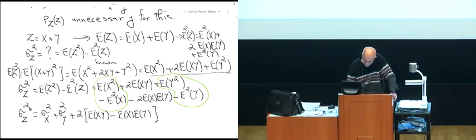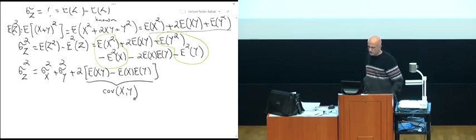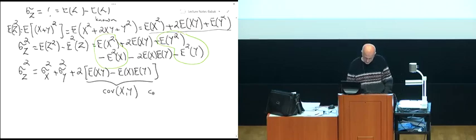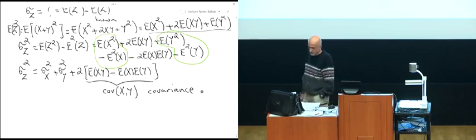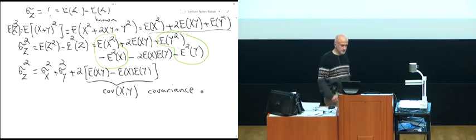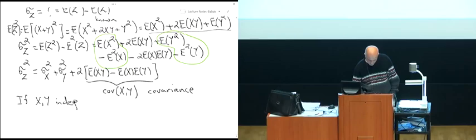This quantity here has a name in probability and statistics. It's called the covariance of X and Y. Covariance. It's a measure of how two random variables vary up to the second order. If X and Y are independent, what can you tell me about the covariance? Why are they zero?